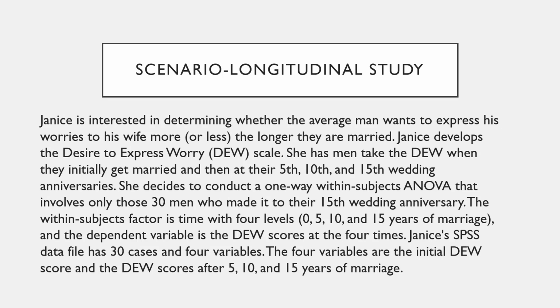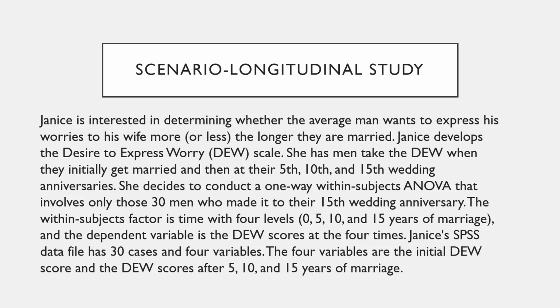All right, so let's look at a scenario of a longitudinal study. Janice is interested in determining whether the average man wants to express his worries to his wife more or less the longer they are married. Janice develops the desire to express worry scale, the DEW. She has men take the DEW when they initially get married and then at their 5th, 10th, and 15th wedding anniversaries. She decides to conduct a one-way within subjects ANOVA that involves only those 30 men who made it to their 15th wedding anniversary. The within subjects factor is time with 4 levels, 0, 5, 10, and 15 years of marriage. And the dependent variable is the DEW scores at the 4 time periods.